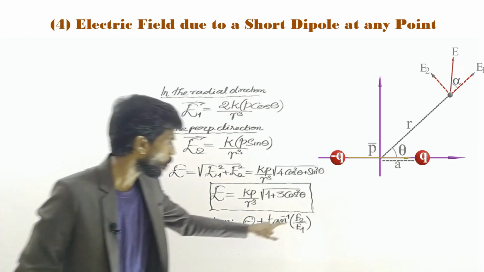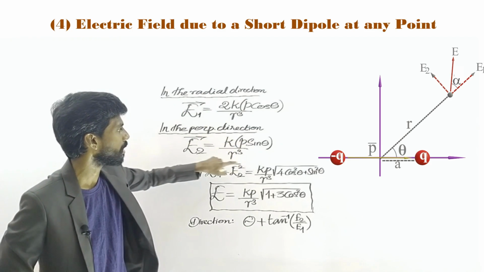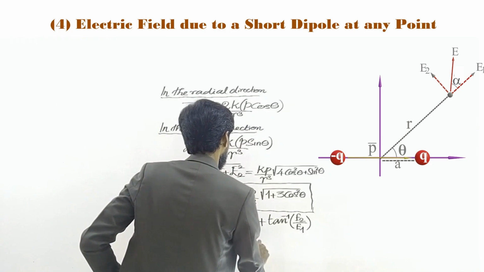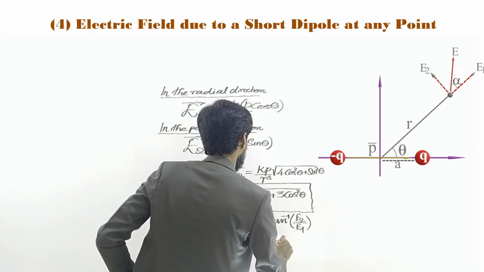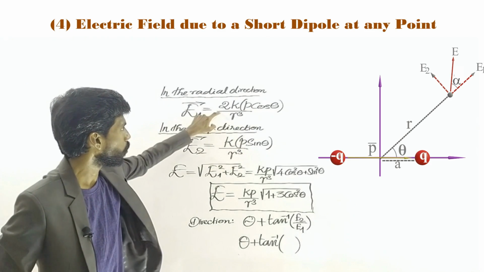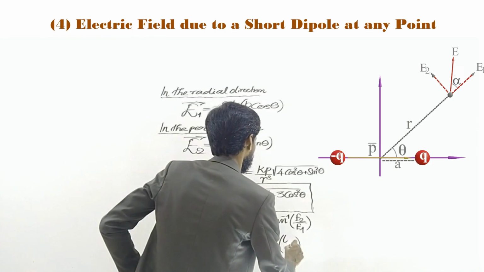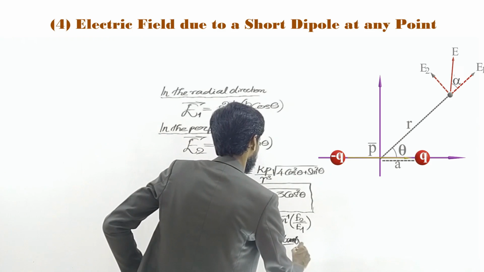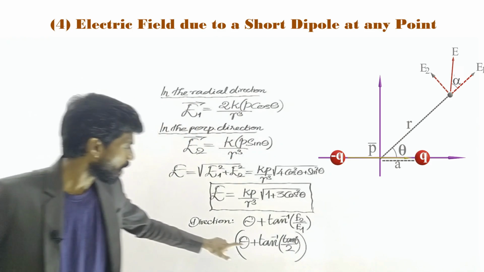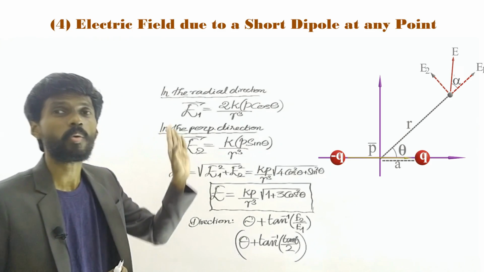So this is our required answer. But what is E2 divided by E1? We know the magnitudes: E2 is kp sin theta divided by r cube, and E1 is 2kp cos theta divided by r cube. If you divide, you will get the required answer: theta plus tan inverse of E2 divided by E1. That is the 2, then sin theta divided by cos theta, which is tan theta divided by 2. So this is also a formula you have to remember: theta plus tan inverse of tan theta divided by 2. That is the angle made by the resultant vector with the horizontal.